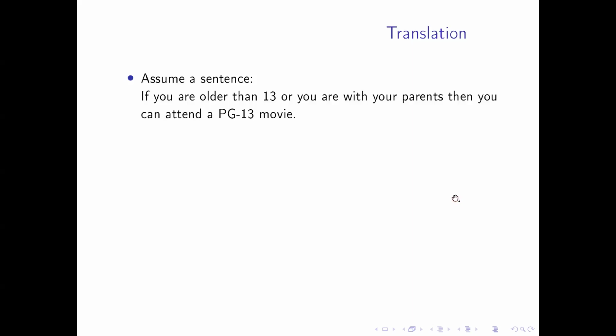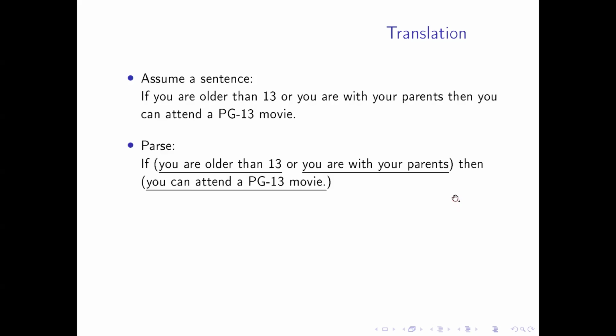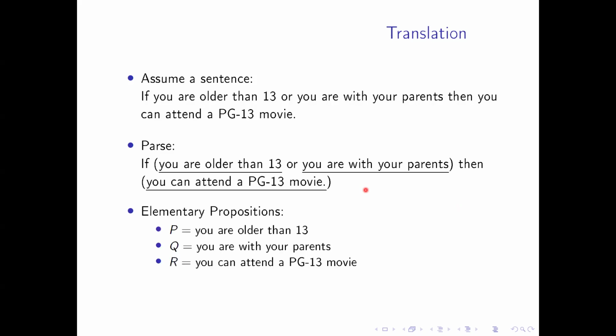Well, we need to break this up into the statements that we can use. So notice if I break it up to put some parentheses, I now have situations where I can say that P is if you are older than 13. Q is you are with your parents. R is you can attend a PG-13 movie. With that knowledge, we can now rewrite this as P or Q implies R.